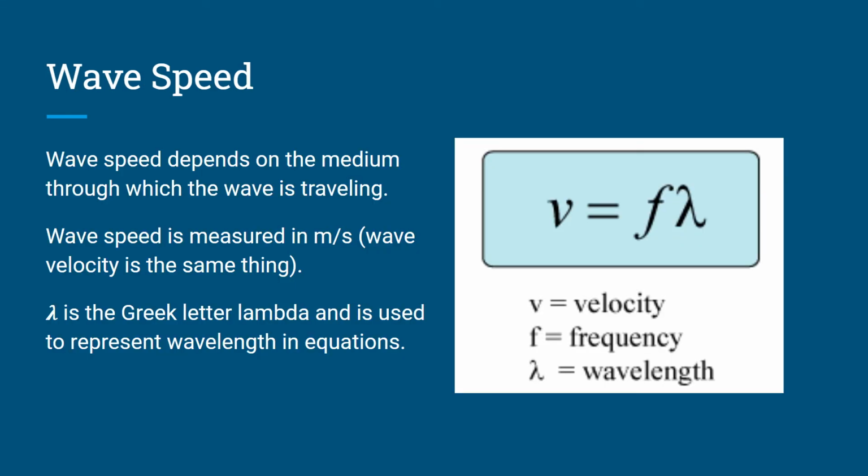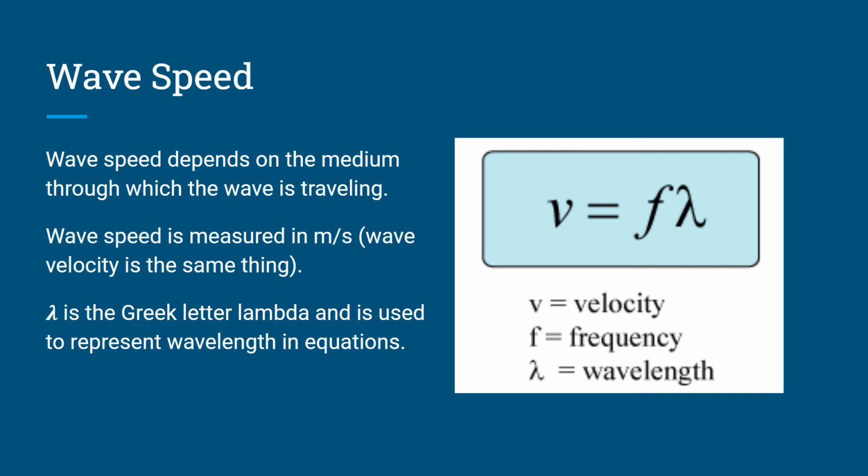Wave speed, this is an equation we're going to use a lot, and it is fairly simple. The idea is the speed of a wave, or v for velocity, we're using them interchangeably, right? Speed and velocity, is equal to the frequency of that wave times lambda. And lambda is just a fancy Greek letter. We've seen some of those in science so far. And lambda stands for wavelength.